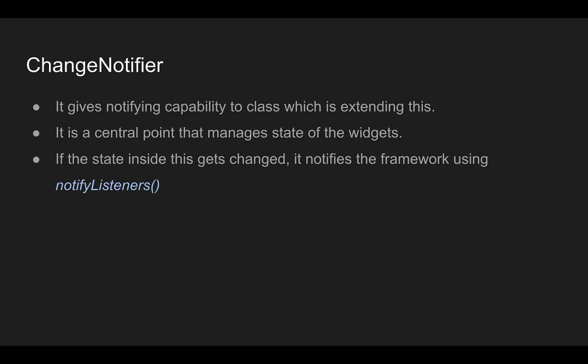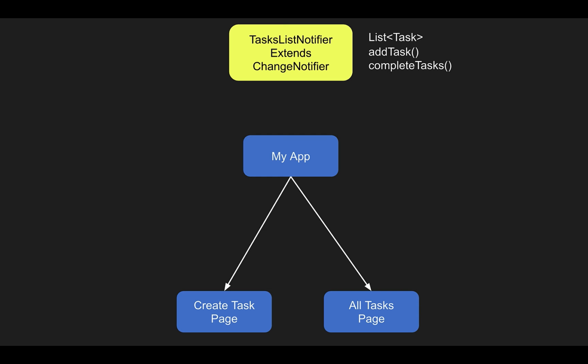Let's try to have this change notifier in our widget tree. So our task list can be a task list notifier which extends this change notifier. And also we would put the tasks list, the array, in this. With this, we can add the add task and complete task methods inside this task list notifier, so that this would be the single source of truth. Whenever the create task page and all task page try to do their functionalities, they can use this task list notifier and modify the list. Our change notifier is created.